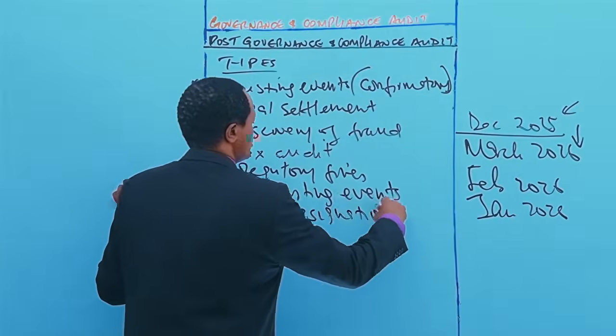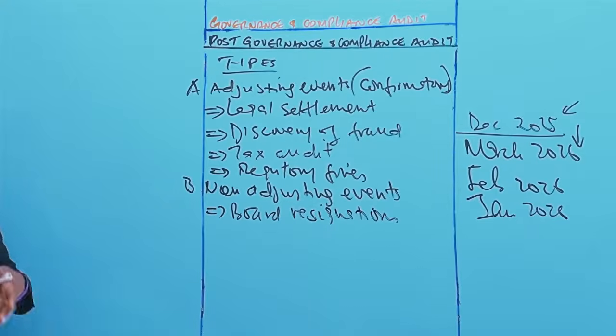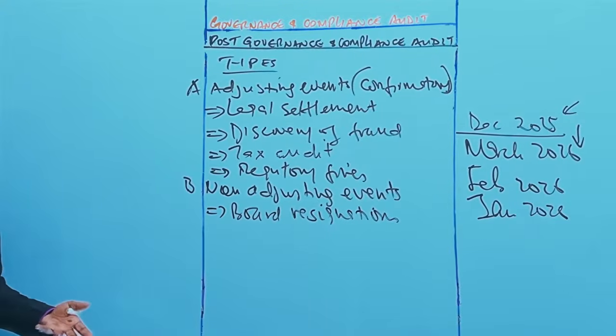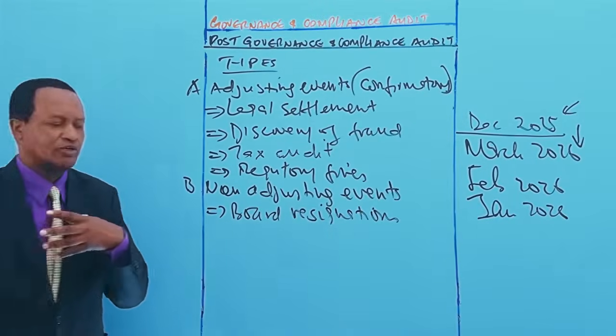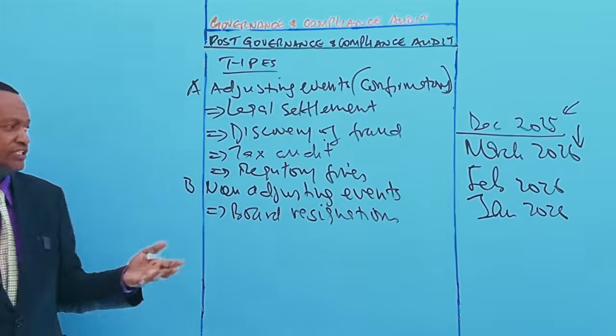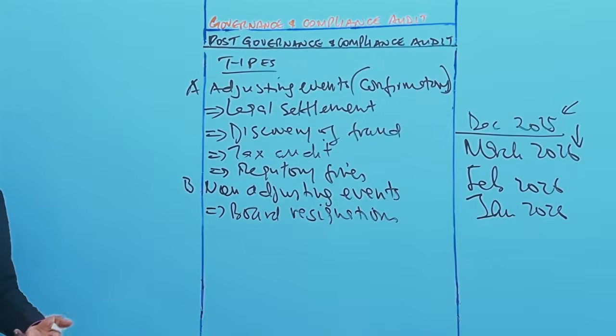One example could be board resignations. Say 40% of the board members have resigned. Sudden resignation of, say, 40% of the board. For example, the chair has resigned, the audit committee lead has resigned in January, immediately after the audit, or March or February.